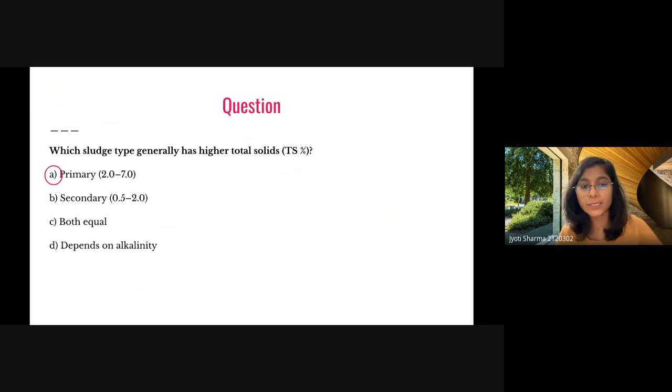And why is this the case? Why are we getting more total solid from primary as compared to secondary? Because primary is the primary treatment, right? Initially, whatever wastewater we have will have the higher amount of solid, and after the first treatment we will have less solid, and the water with less solid will go on to the secondary treatment, right? So that's how we get a higher total solid in primary treatment, or in the primary sludge.